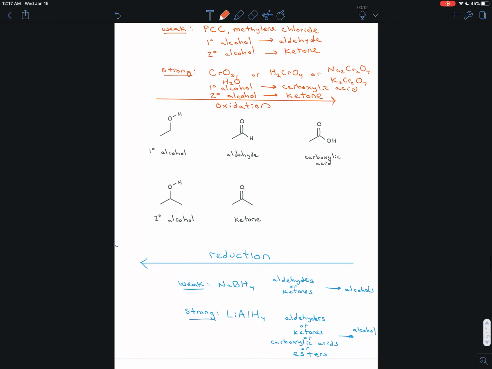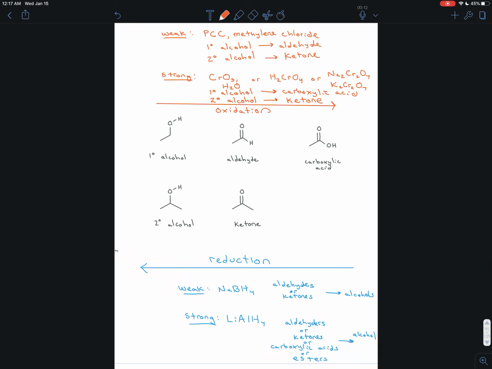So this is our bird's eye view of oxidation and reduction reactions. Reduction is where you go from a carboxylic acid toward a primary alcohol, or a ketone to a secondary alcohol. And you could either use sodium borohydride or lithium aluminum hydride. Oxidation is where you form more bonds to an electronegative element, like oxygen. So you'd go from a primary alcohol to a carboxylic acid, or a secondary alcohol to a ketone, and you would either use PCC or one of these chromium reagents, like chromium trioxide, chromic acid, sodium dichromate, or potassium dichromate. Okay, this is the broad overview.